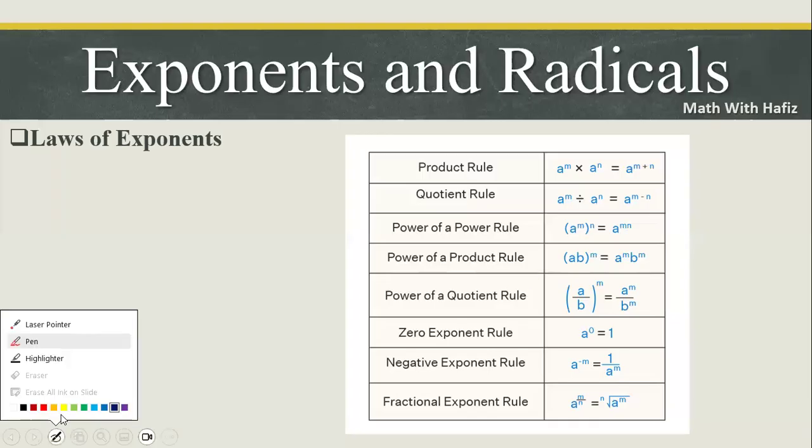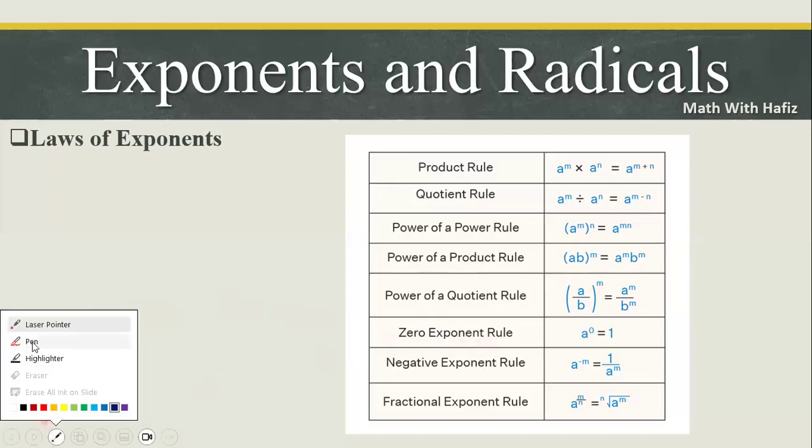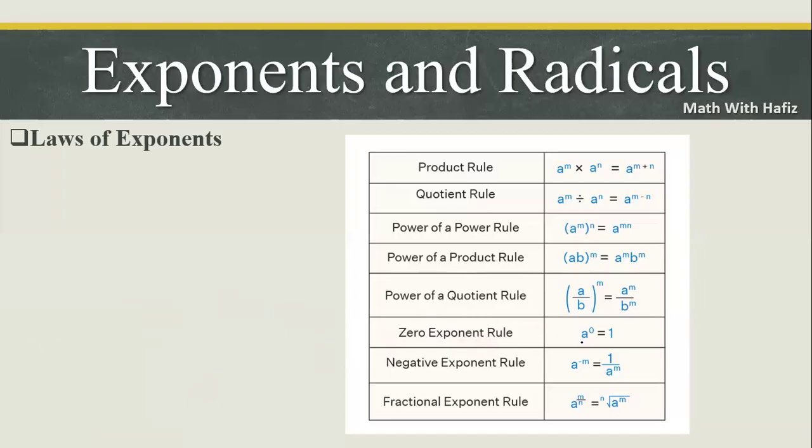Then we have this zero exponent rule. Anything to power zero is one. Whatever the number is, if it is having power zero, it means it is one. And now it comes zero to power zero. It can be one, it can be infinity, depending on the situation. We are not going to deal with that.